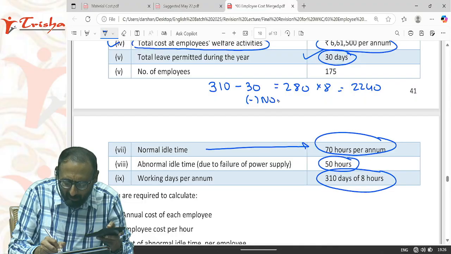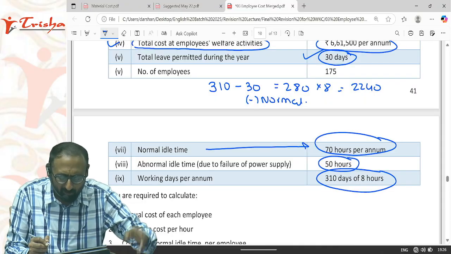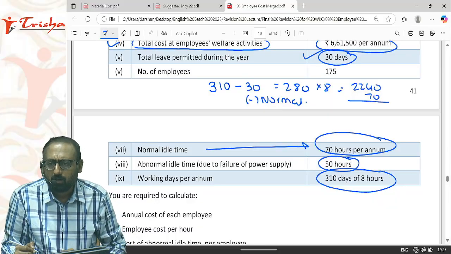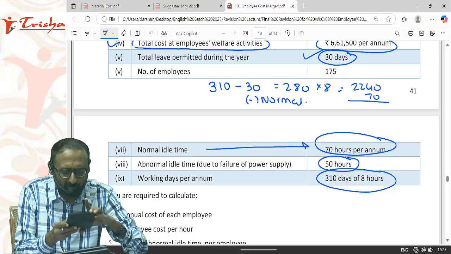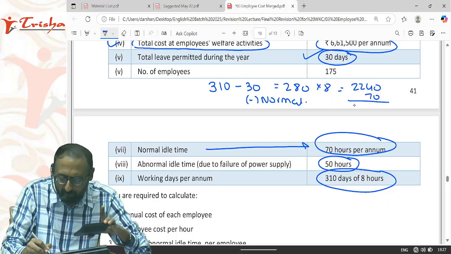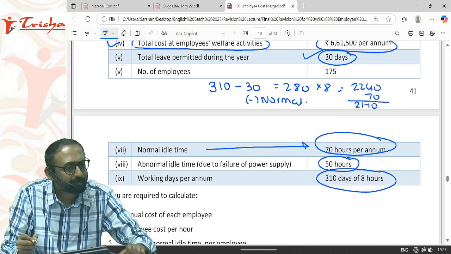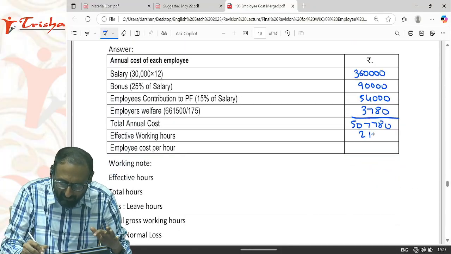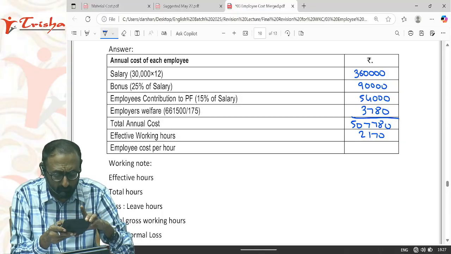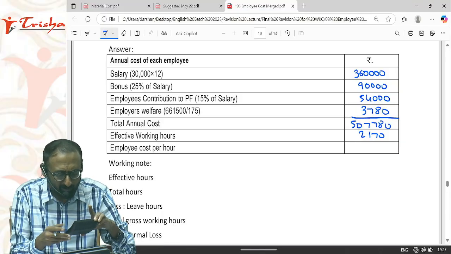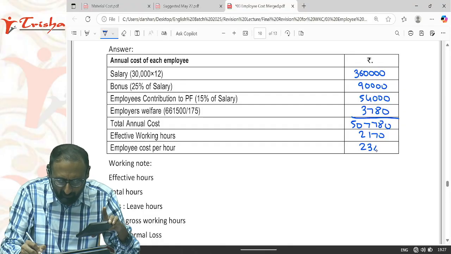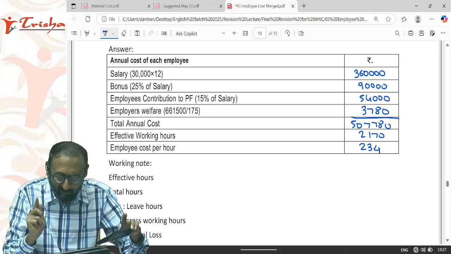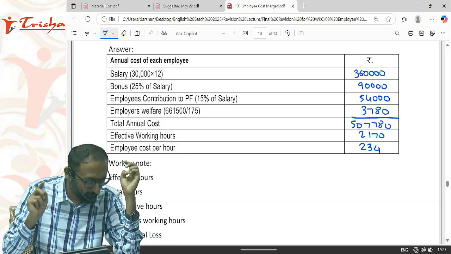Minus normal idle time, which is also given per worker. Normal idle time is given as 70 hours per annum. Correct? How much will be the effective hours available per worker? If you deduct this 70, effective hours will be 2170. Perfect? Now 2170 divided by 2170. Please tell me what will be your employee cost per hour? Not earning, I have used the wrong word. Employee cost per hour is 234.